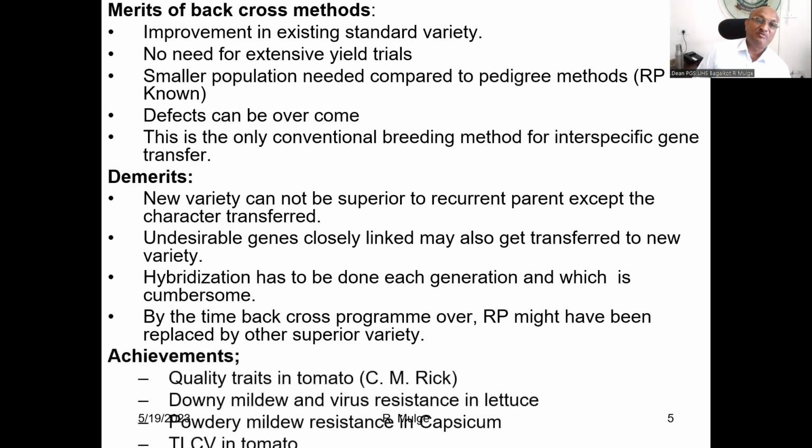What are the achievements? Quality traits in tomato, like the CM Rick, as I was telling you, a lot of material developed in tomato with the help of those processes, with the help of the wild species. Downy mildew and virus resistance in lettuce, powdery mildew resistance in Capsicum baccatum transferred to Capsicum annuum, then TLCV in tomato. So many examples you get, but when a variety is released, they might have followed some other method and may not mention that method. Otherwise, a lot of developments are there.